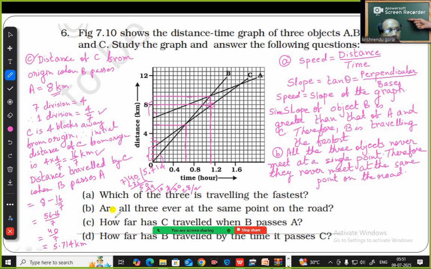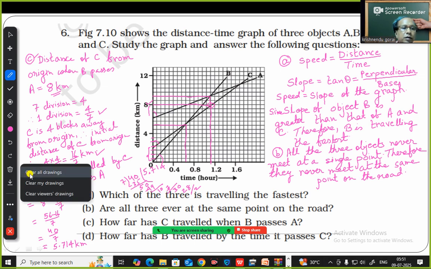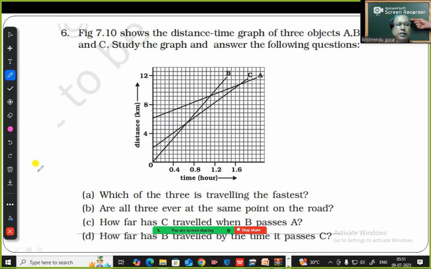We will solve question number D. Now I am deleting this drawing, clearing all drawings. Now we will do question number D. What is question number D? You see here.